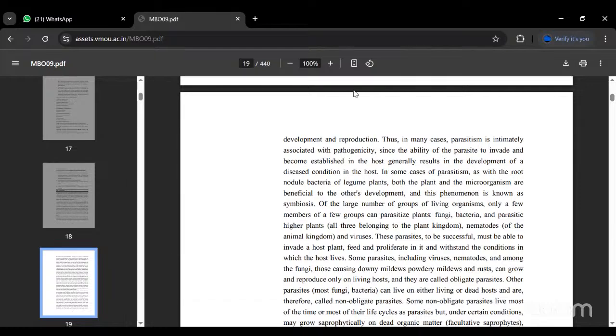Yeah, we will discuss the pathogen in the next class. We will discuss another part next week. We will continue with this one. Okay. The pathogen and interaction are both the same.